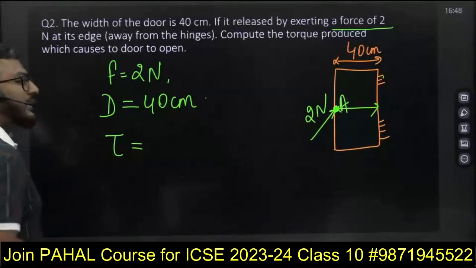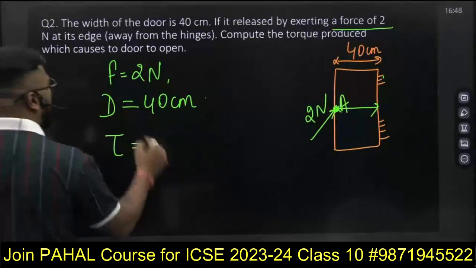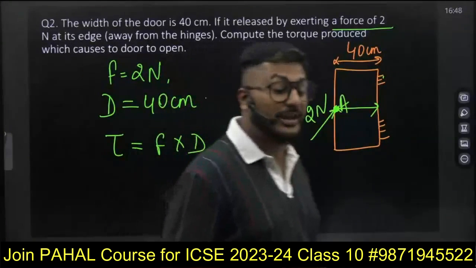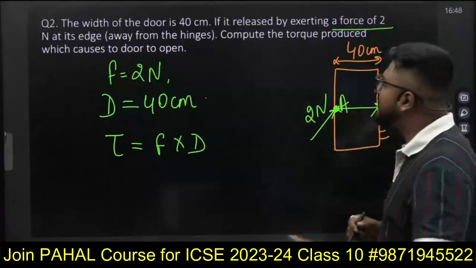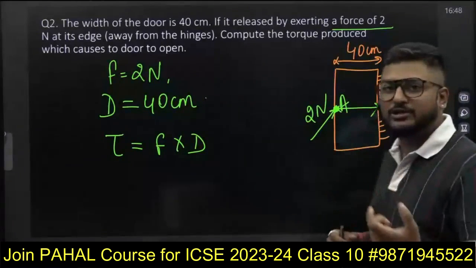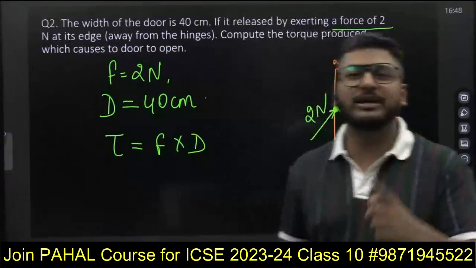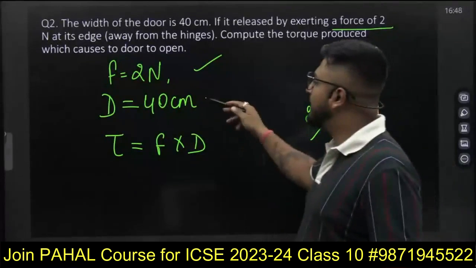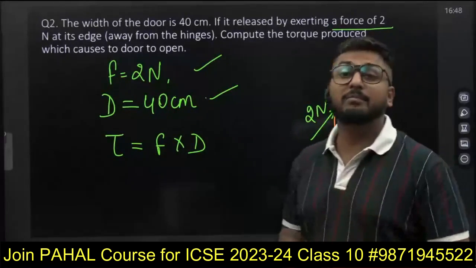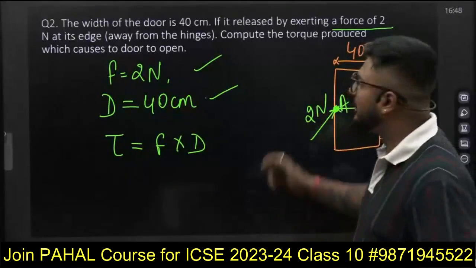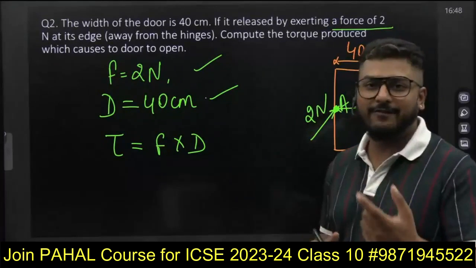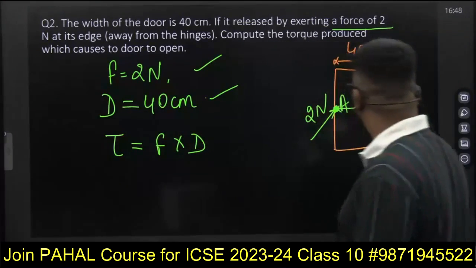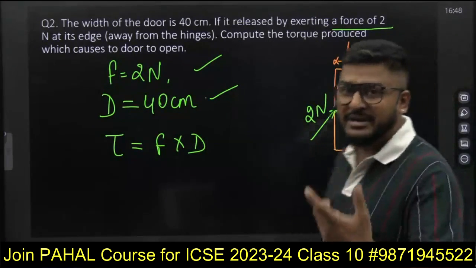Now torque is given by tau and the formula is force into the distance. Now understand this very carefully: the units of the quantities that are given in the numerical should be the same. Since the unit of force over here is Newton, therefore the distance should be in meters. It should not be in centimeter. So the first and foremost thing that we have to do over here is convert this distance, which is 40 centimeters, to meter, right?